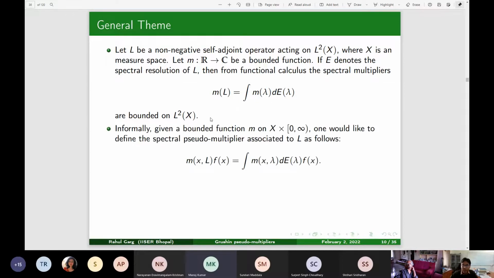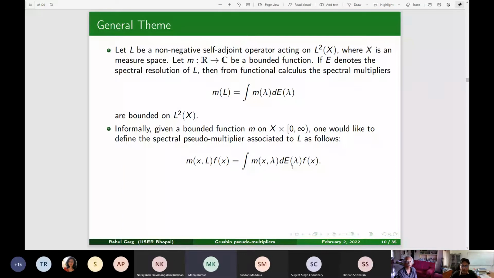So, very informally speaking, at least in some cases, one can think of this symbol as depending on the space variable x, right? And then one asks similar questions: is this operator bounded? What conditions should we put on the symbol function in order to guarantee boundedness of the operator on L2, and in general on Lp spaces?